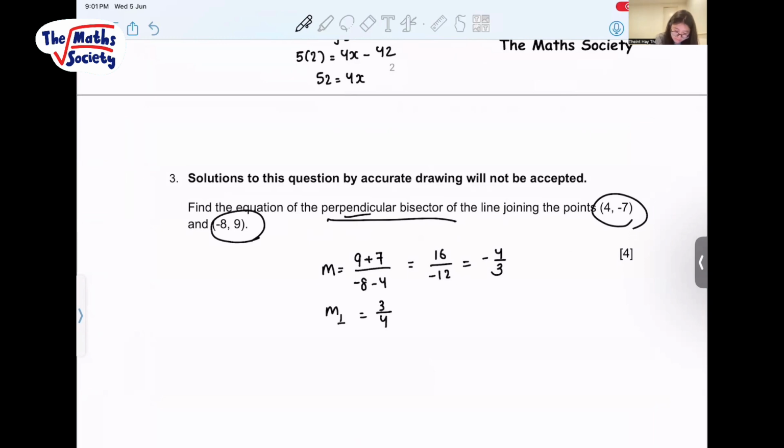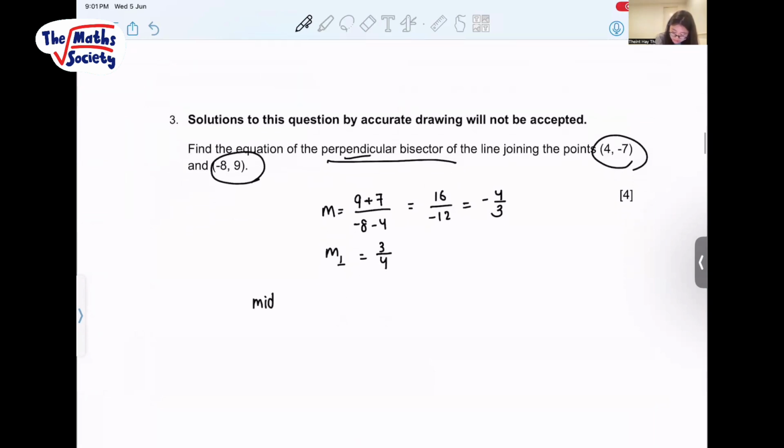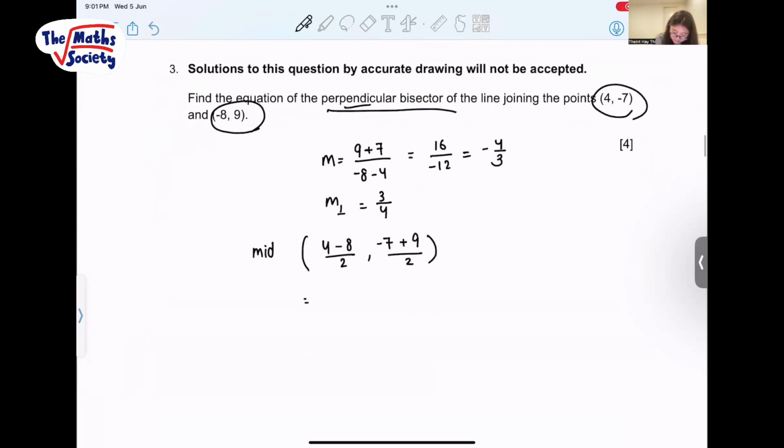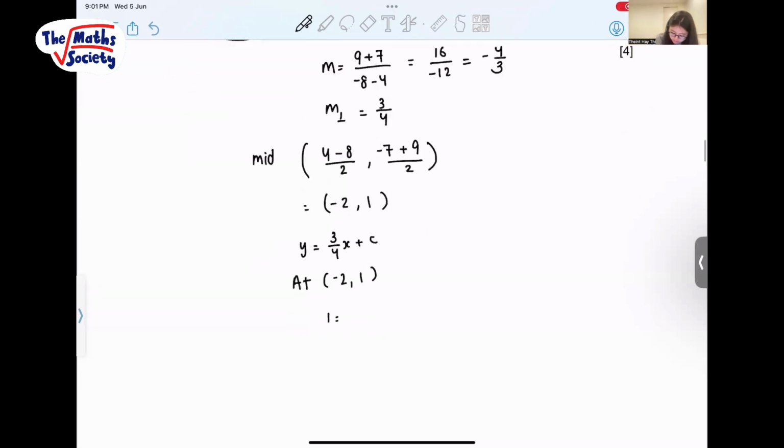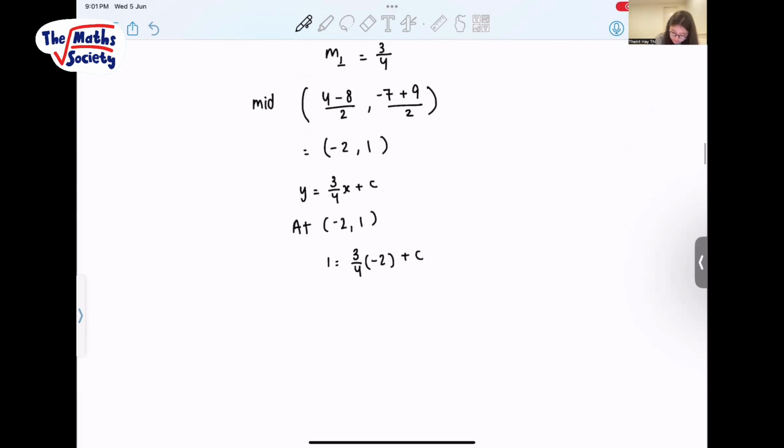3 by 4. And then you find the midpoint again, which is minus 4 minus 8 by 2, and then minus 7 plus 9 by 2. So you have minus 4 minus 8, minus 12 by 2, which is minus 6, and then 7 plus 9... So it's 1. And then you have y equal to 3 by 4 x plus c, right? And then at this minus 2 comma 1, you have 1 equals to 3 by 4 times minus 2, plus c. So it's going to be c equals to 1 minus 6 by 4.